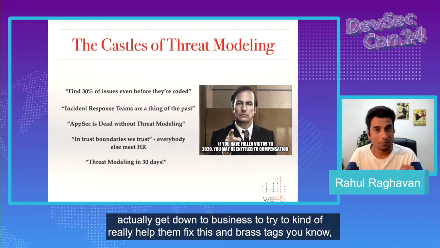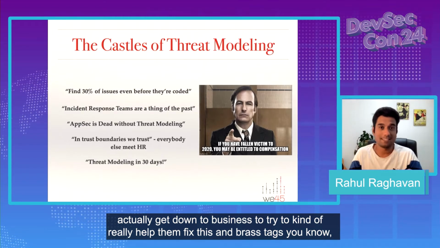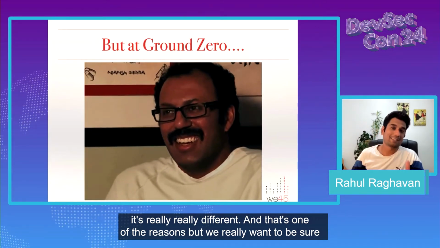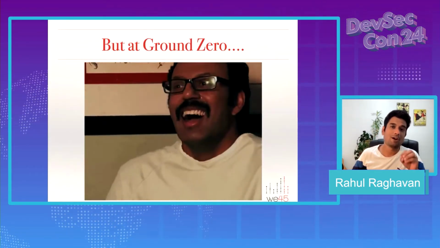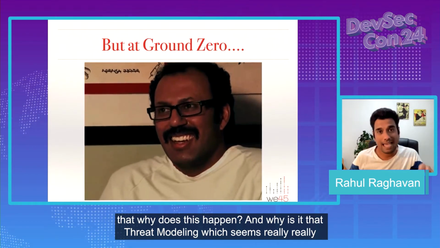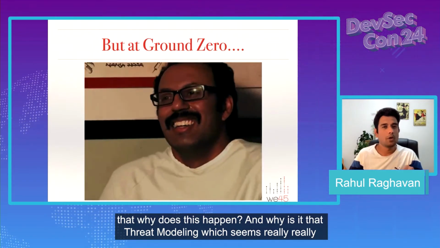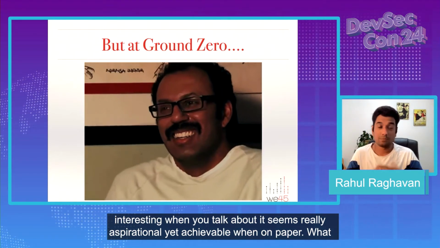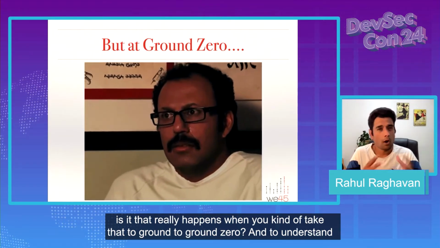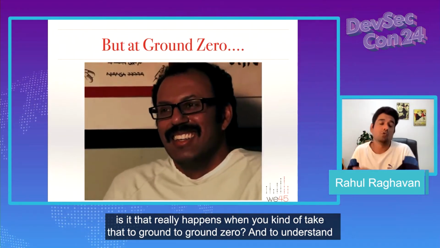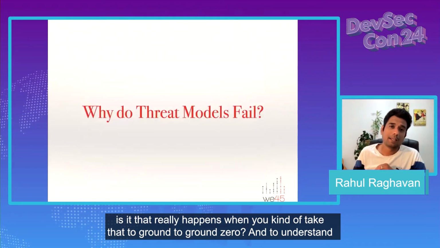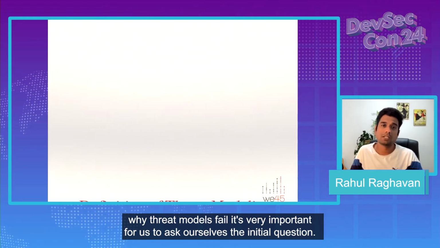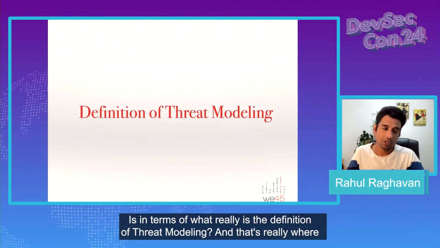But then when you actually get down to business to try to really help them fix this in brass tacks, it's really, really different. And that's one of the reasons we really want to be sure about why this happens. Why is it that threat modeling, which seems really interesting when you talk about it, seems really aspirational yet achievable on paper, what is it that really happens when you take that to ground zero? And to understand why threat models fail, it's very important for us to ask ourselves the initial question: what really is the definition of threat modeling.